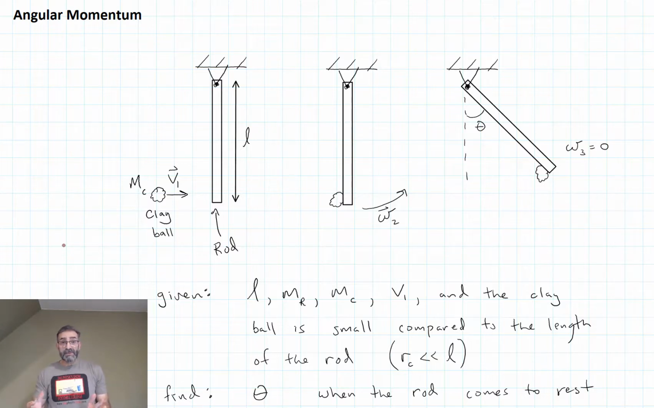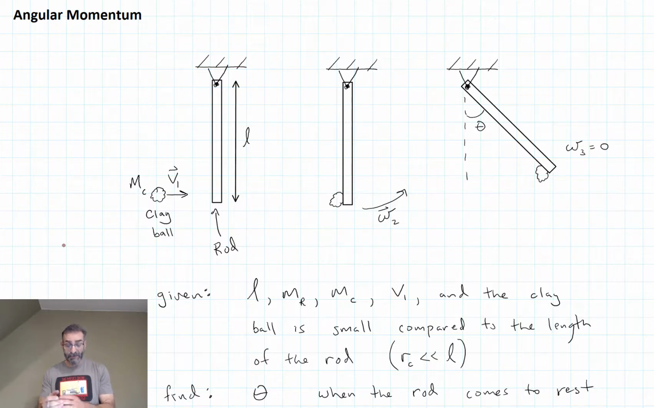Let's think about this problem. What lenses can we use to get through this problem? Can we go from the beginning to the end using energy? No, we cannot, because there's an inelastic collision in the middle. We know for sure our mechanical energy is not going to be the same before and after this collision because these objects stick together.